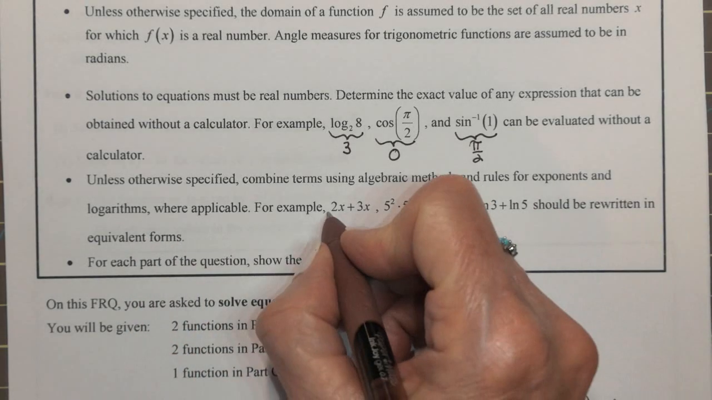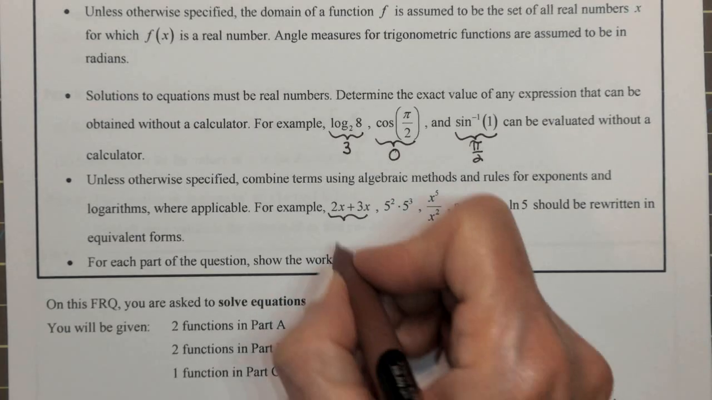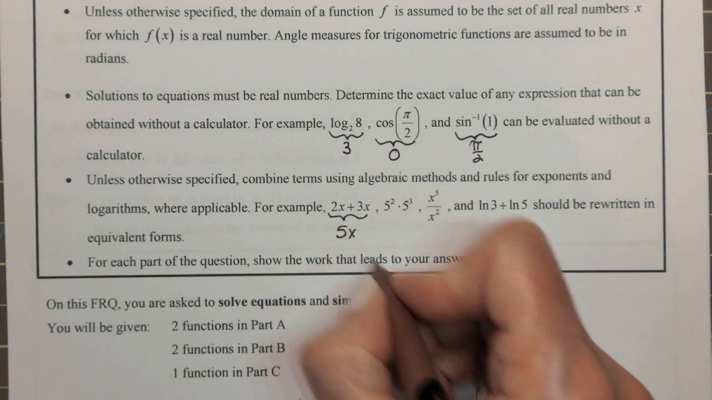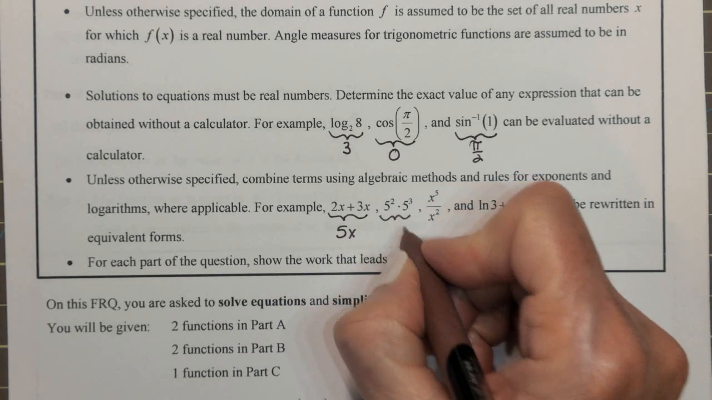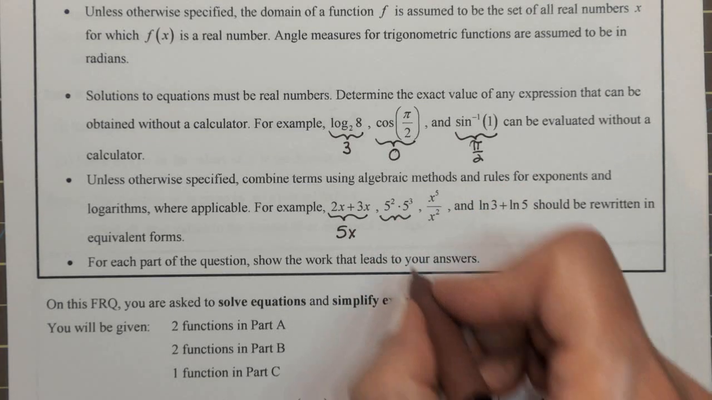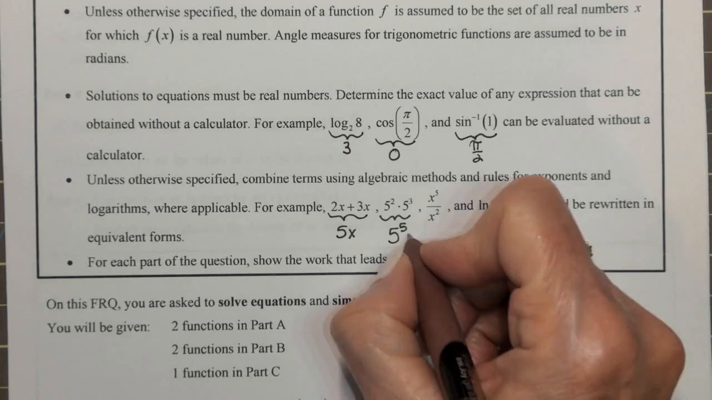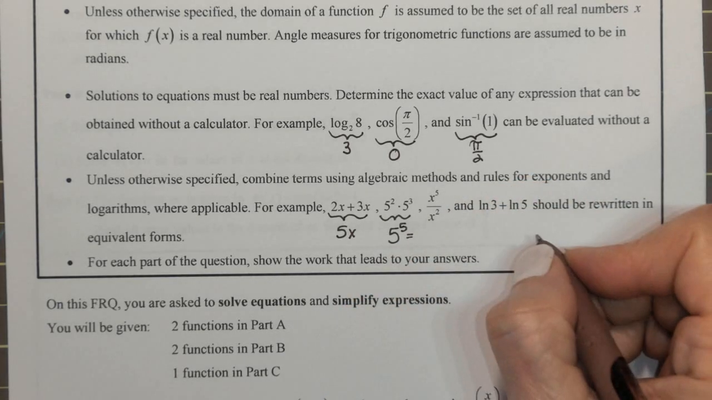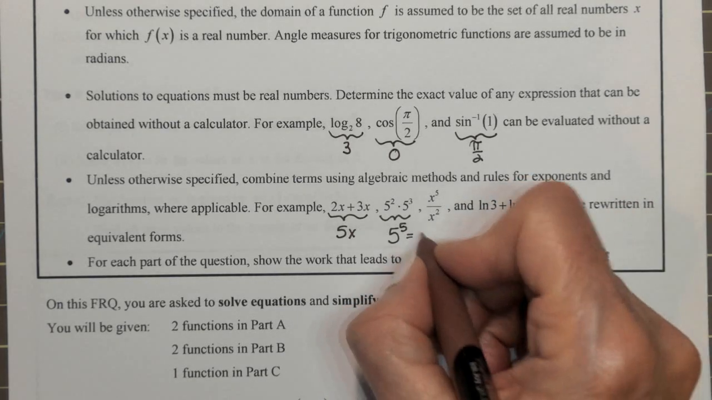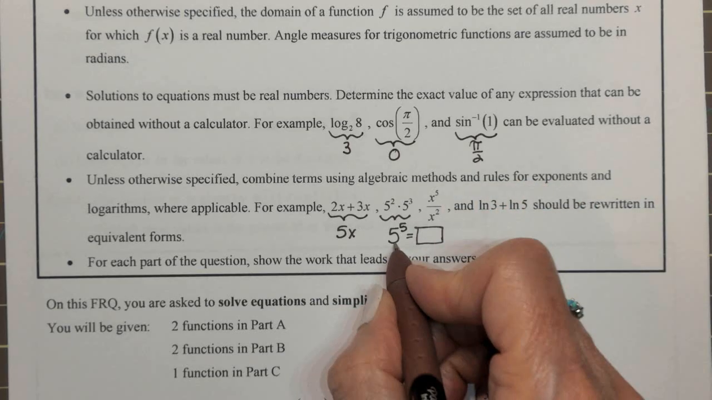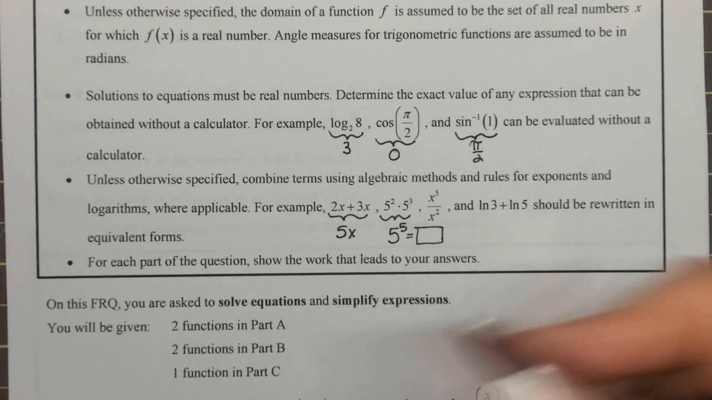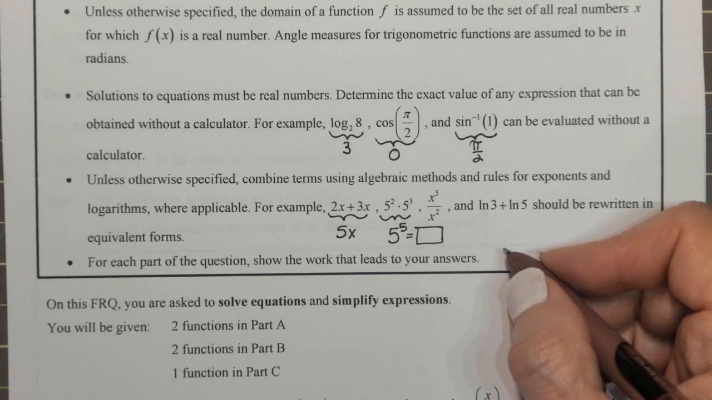So do not leave it 2x plus 3x. You combine that as a 5x. Do not leave it as 5 squared times 5 cubed. That would be 5 to the 5th, which would be whatever that is. Okay? All right? So you would write that as, because this can be determined without a calculator, you would need to go and determine it. All righty?